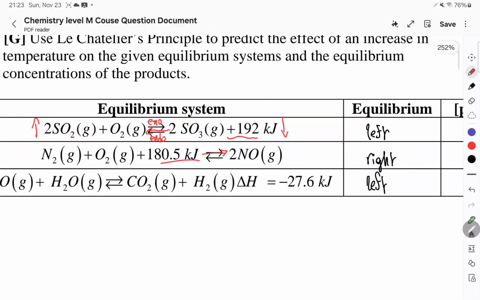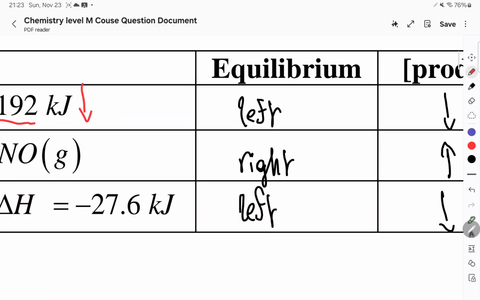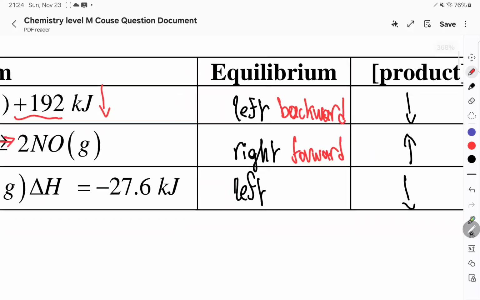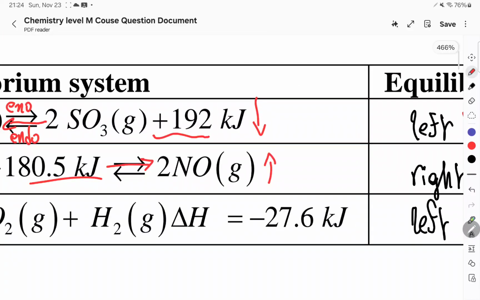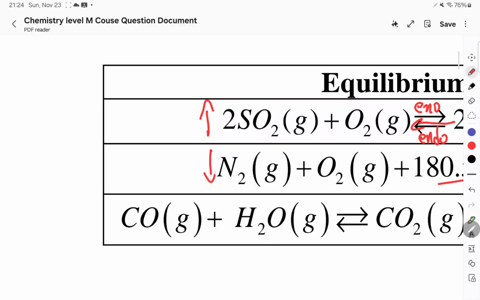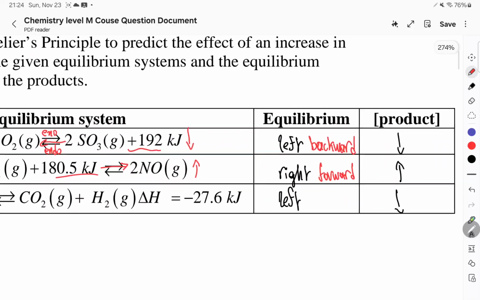So what happens here? If the equilibrium shifts from left to right, or just shifts forward, you could put here backward or left, and here you can put forward. It's better to put what I put in red. And when it shifts forward, what happens here? The product increases this time, and the reactants decrease. So here, the product increases.